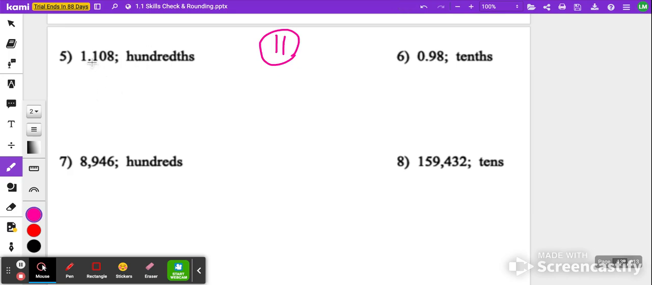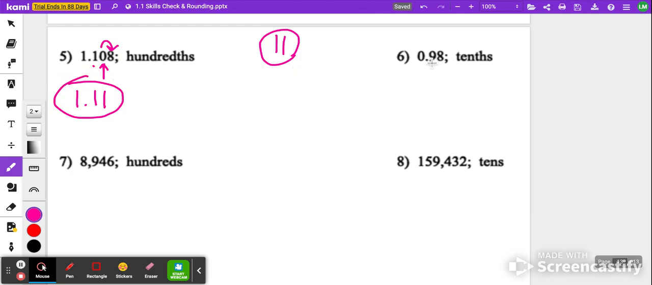So number 5, we're looking at the hundredths place value. That's tenths and hundredths. Hundredths is here, so 0. Should I round the 0 up? Yes, because that 8 is above that 5. So this answer should be 1.1, and then that 0 is going to be a 1. So 1.11, rounding up.